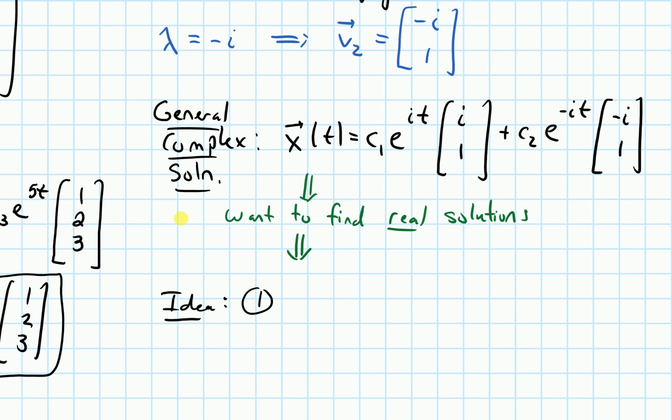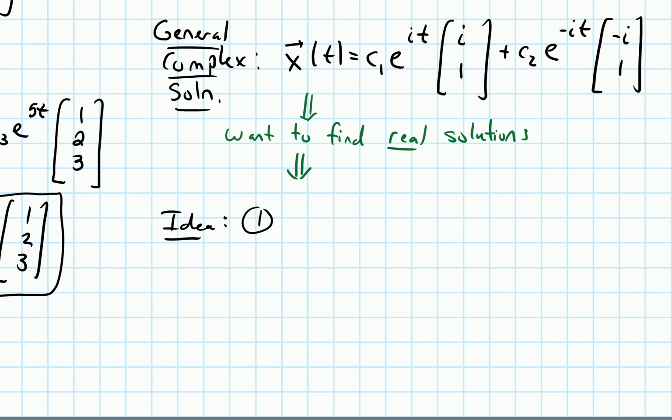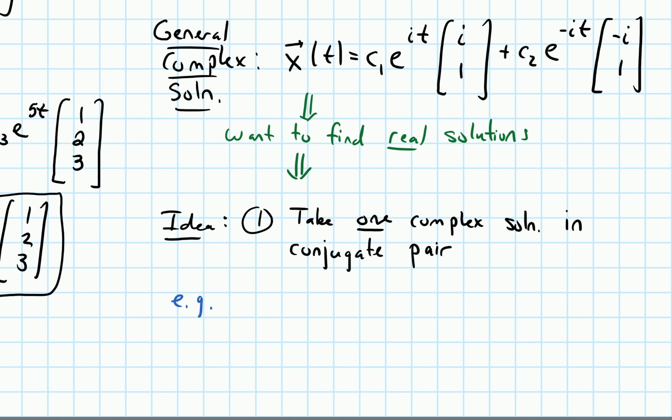If we want to find real solutions, I'm going to break this up into steps. The first part of the idea is we take one complex solution in a conjugate pair. Whenever we have a conjugate pair, like in this problem with eigenvalues i and negative i, we just take one of their solutions, because the other one is really closely related to the first one, and it turns out just taking one of them will be enough to find real solutions that correspond to both of them. In the context of our example, we look at e to the it times its eigenvector (i, 1), which is the solution associated with lambda equals i in our problem.